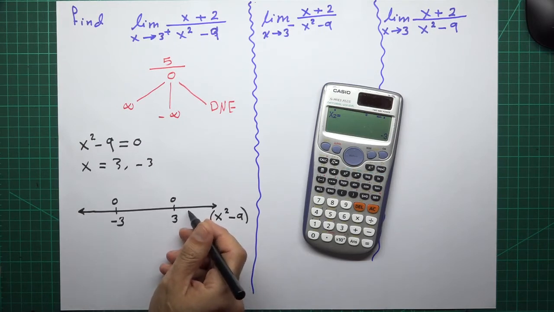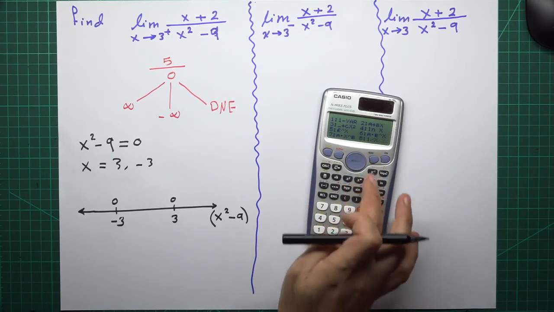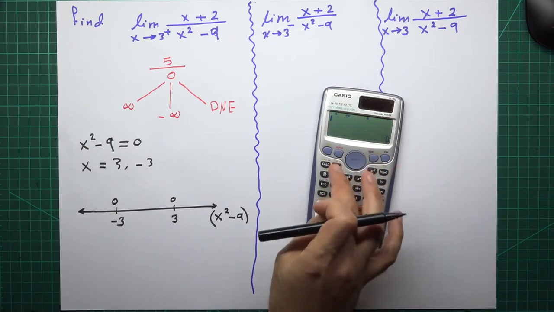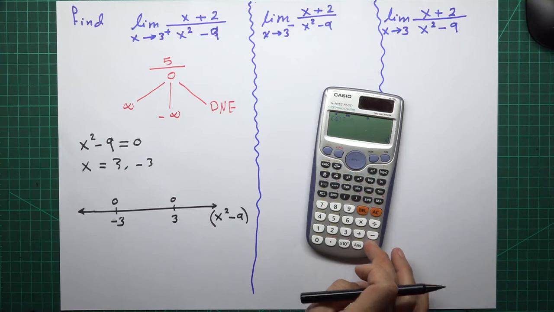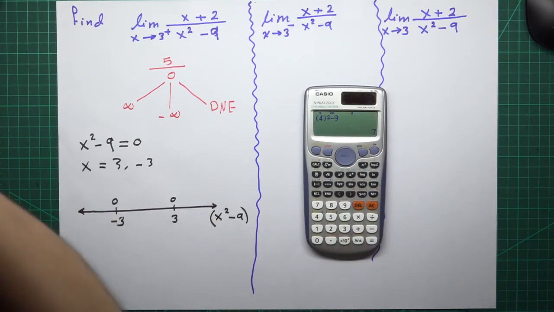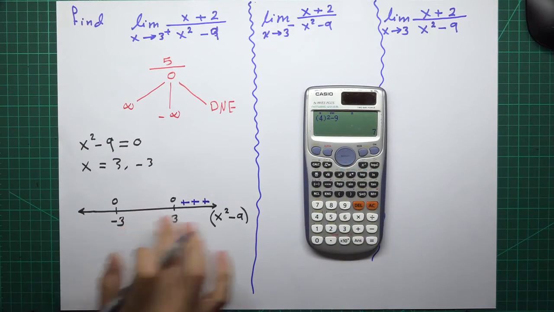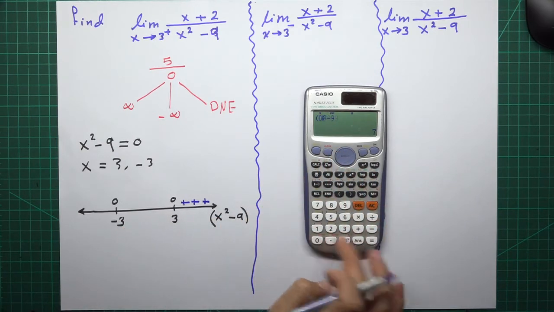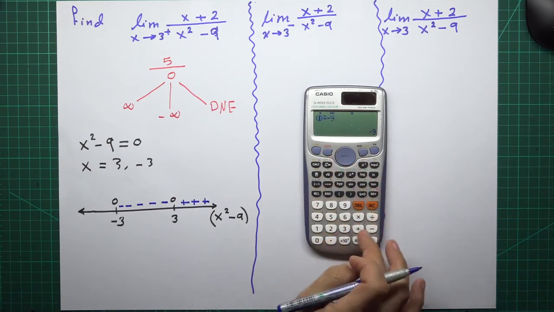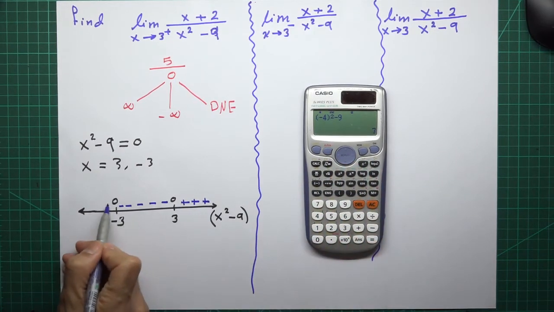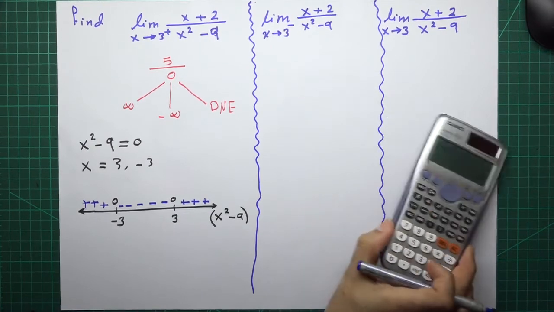Take something greater than 3 and plug in this function. So if you take something greater than 3, let's say 4, for instance, 4 squared minus 9, the result positive. So we have positive here. Then we will take 0 between minus 3 and 3. It is negative. Then we will take like minus 4. It is positive.